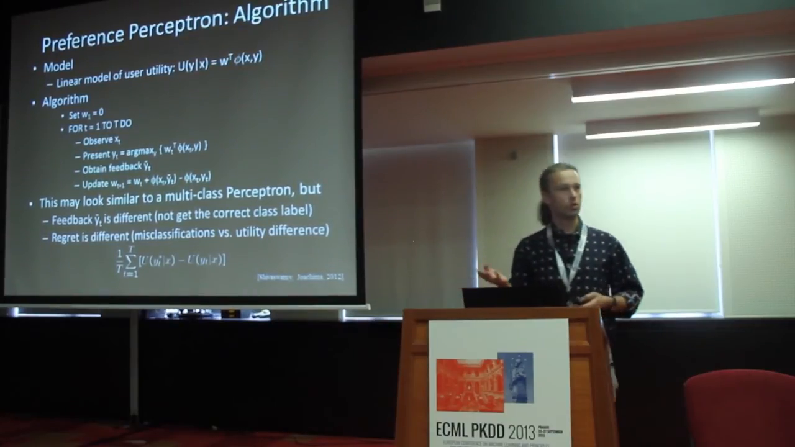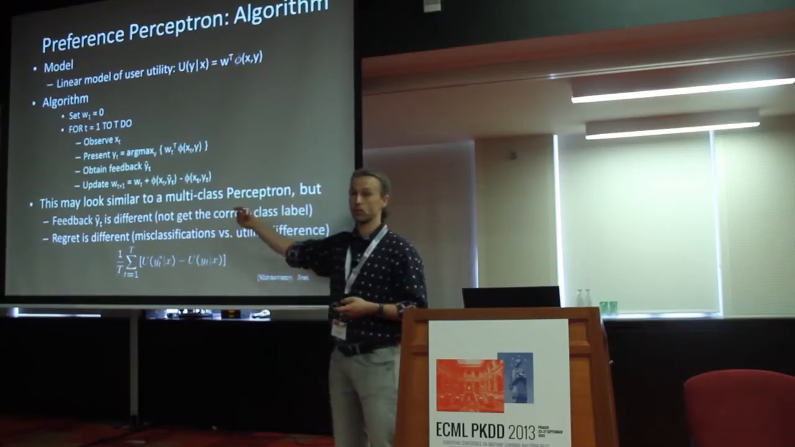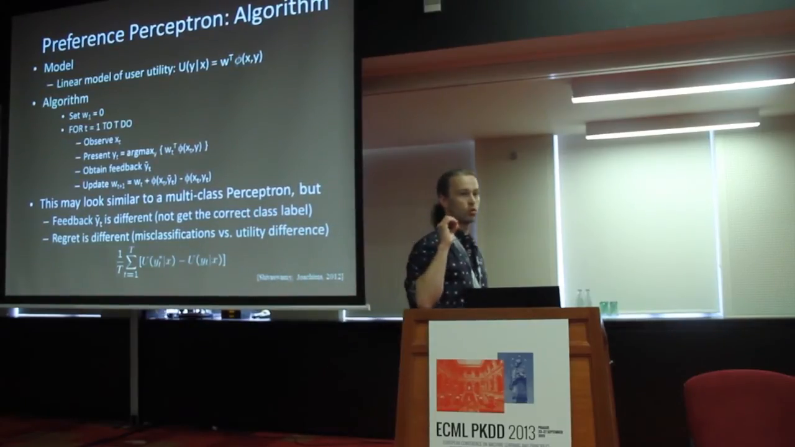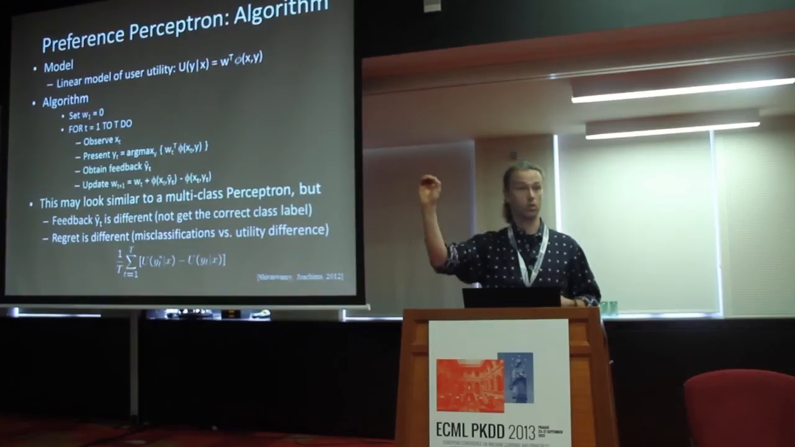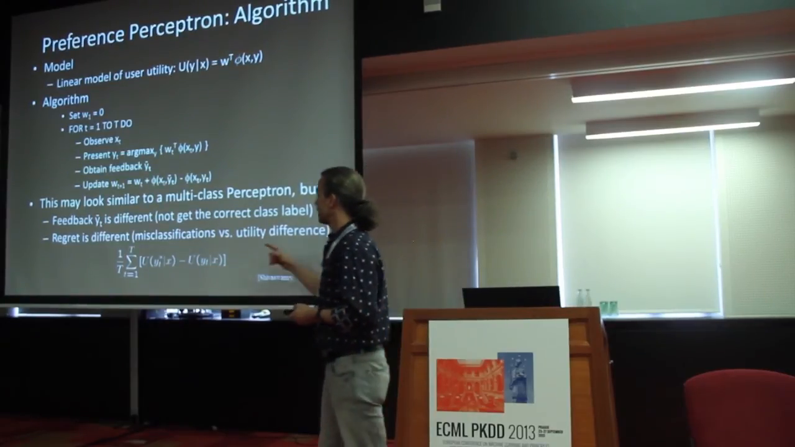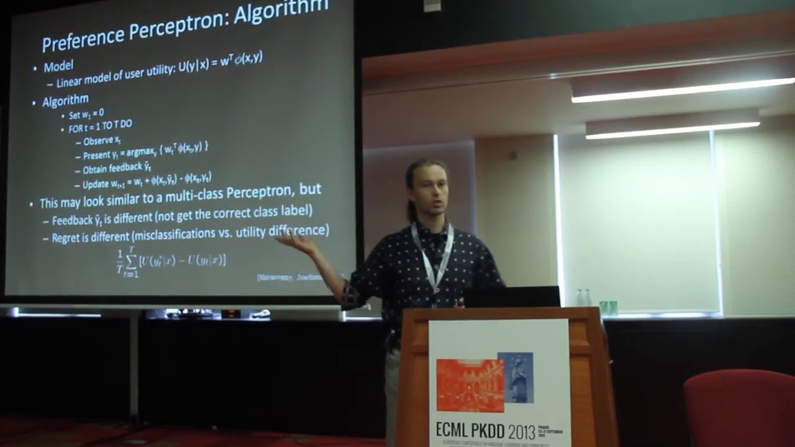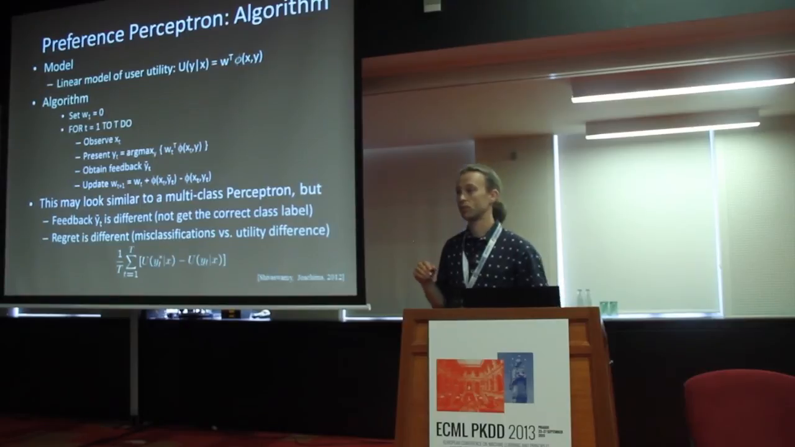It looks similar to a multiclass perceptron, but it's actually different in two ways. First, the feedback is different. A regular perceptron would expect to get Y star, the best possible, the correct label, right? This is just a slightly better label. And the regret is different. A perceptron would optimize the number of misclassifications, whereas here we have this utility regret that we're optimizing.